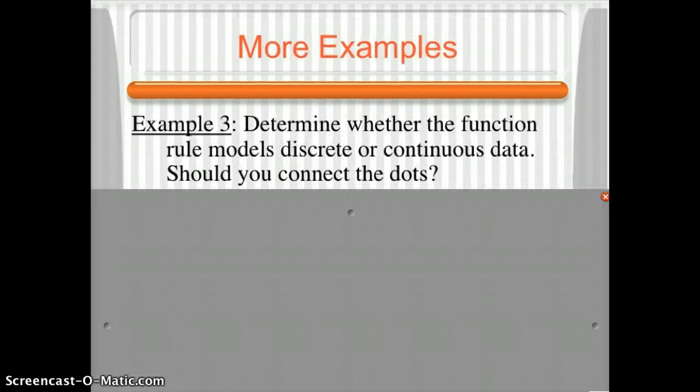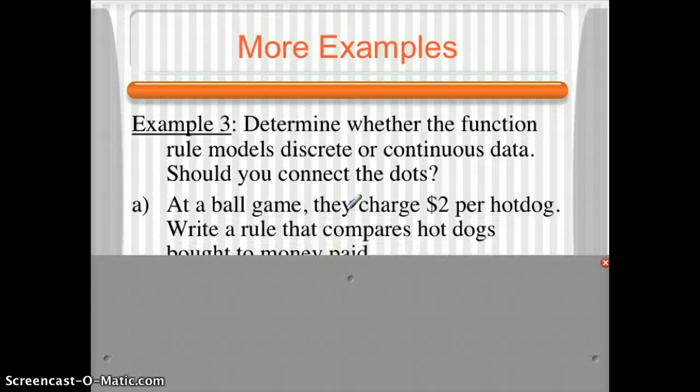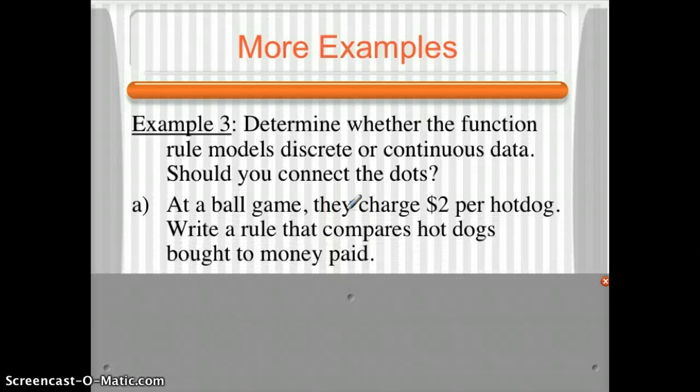So let's look at a couple and see what you think, if it's discrete or continuous. Determine whether the function rule model is discrete or continuous and tell me should you connect them. So at a ball game, they charge $2 per hot dog. Write a rule that compares hot dogs bought to money paid. Try this on your own, then check with me.